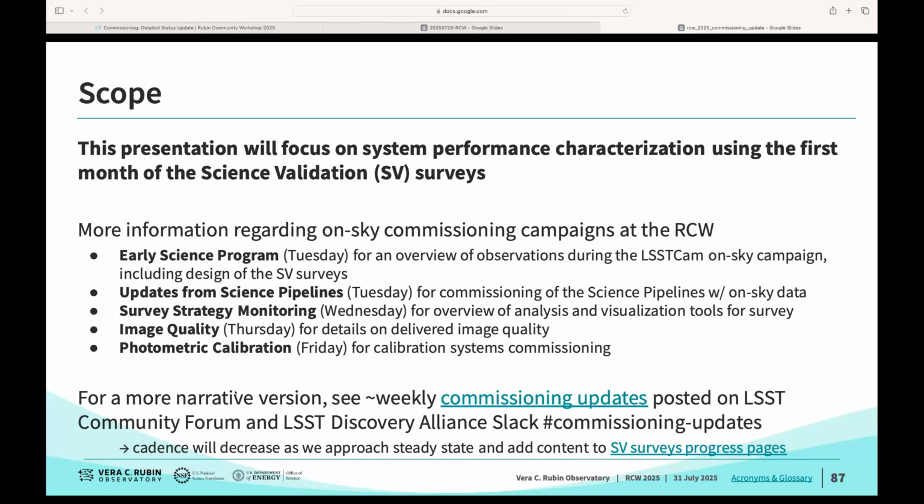So for the scope of this presentation, I'm going to focus just on the overall system performance characterization, looking at the first month of the science validation surveys. I put in a bunch of pointers to other material at the RCW and also a link to our weekly commissioning updates that give more of a play-by-play narrative of how the on-sky commissioning campaign has gone. We're going to be decreasing the cadence of those updates as we're transferring more and more information to our SV surveys progress pages. Next slide.